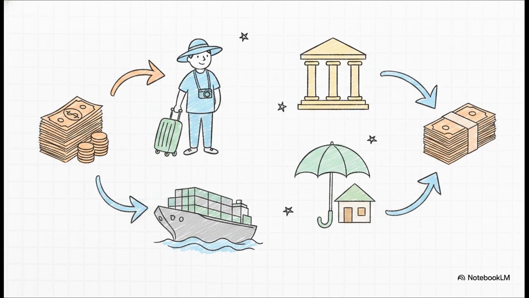But if our residents travel abroad for a vacation or use foreign shipping companies to move goods, payments are made to foreigners. Money flows out, so they hit the right debit side.